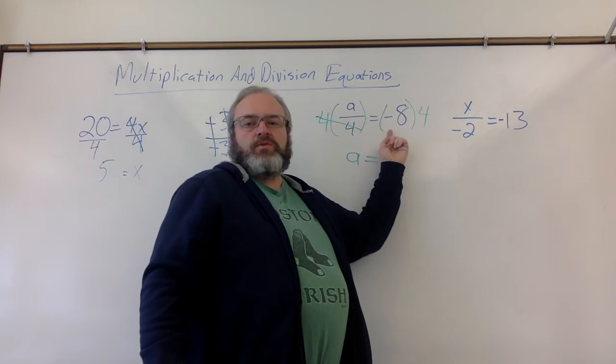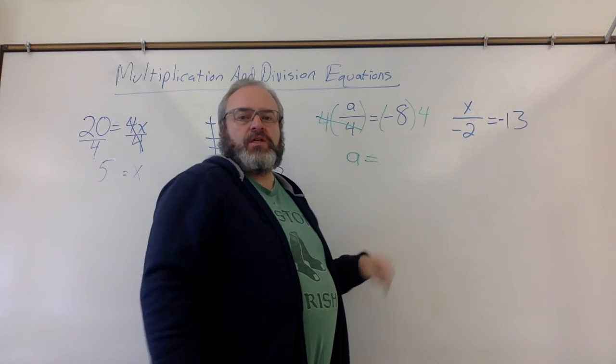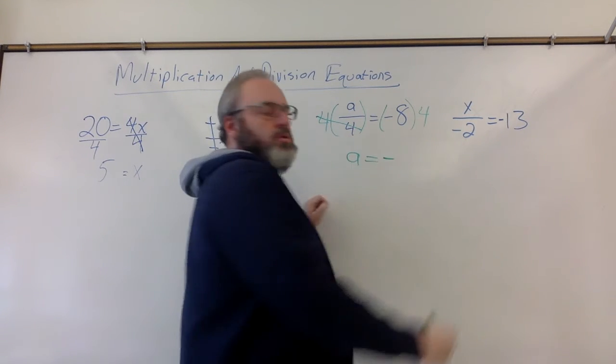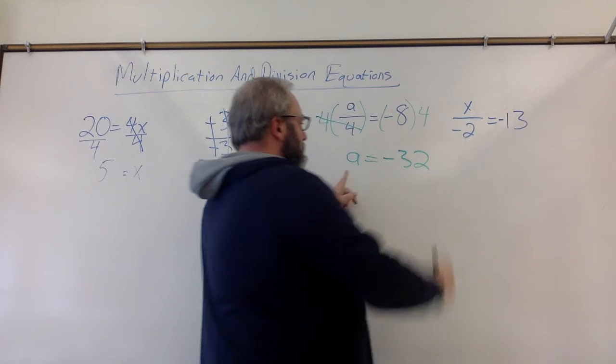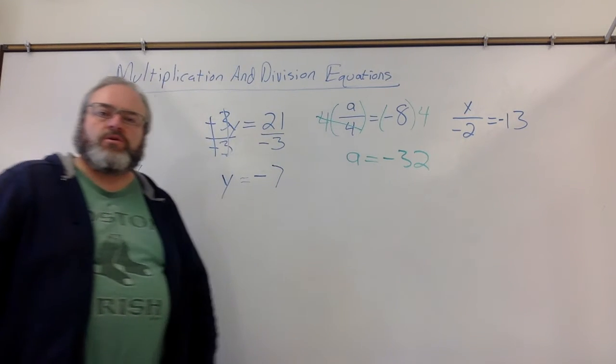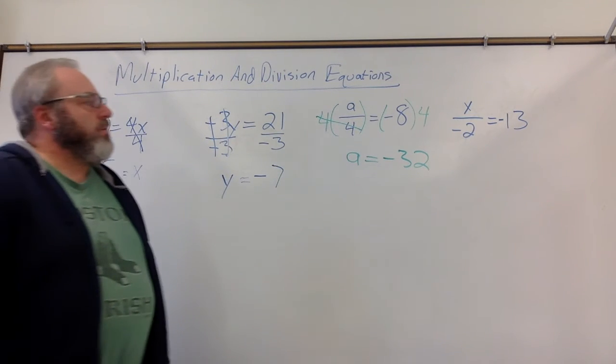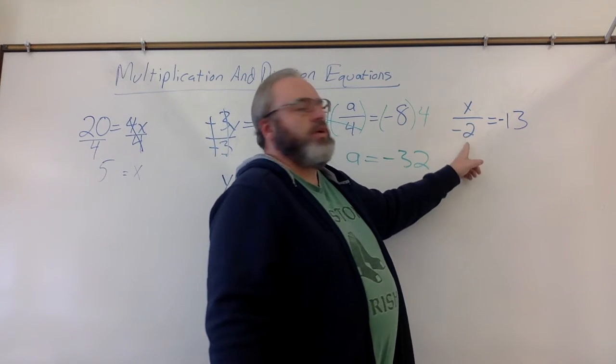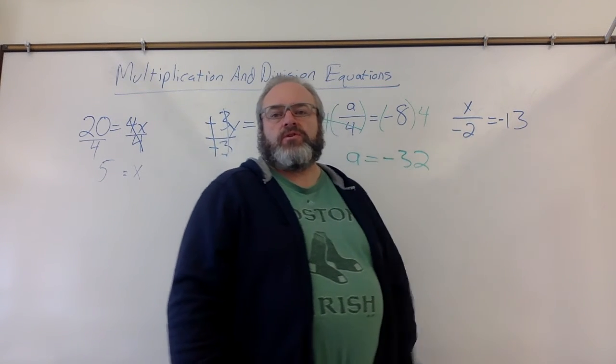Over here, we have negative 8 times 4. There's one negative sign, so our answer is going to be negative. 8 times 4 is 32. Negative 32. A is negative 32. One more problem. X divided by negative 2 equals negative 13.